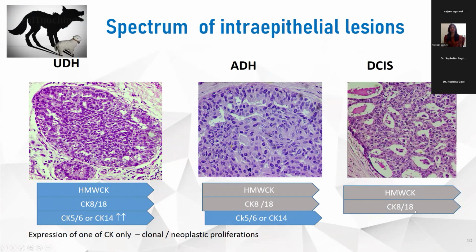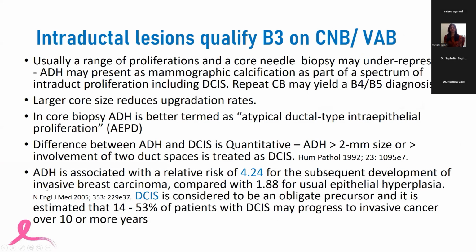If I do a luminal cytokeratin, only luminal cytokeratin works. Whereas in a UDH, it's a mixture of both the cytokeratins, and in an ADH, you have clonal proliferation, but usually CK8-18 and very little of CK5-6 and CK14. So all intraductal proliferations, usually on smaller materials like VAB or core biopsy, are classified as ADH. We don't use ADH, we use atypical ductal type of intraepithelial proliferation. Mind you, I again stress that the difference between ADH and DCIS is quantitative, and ADH is associated with an increased risk than usual ductal hyperplasia.